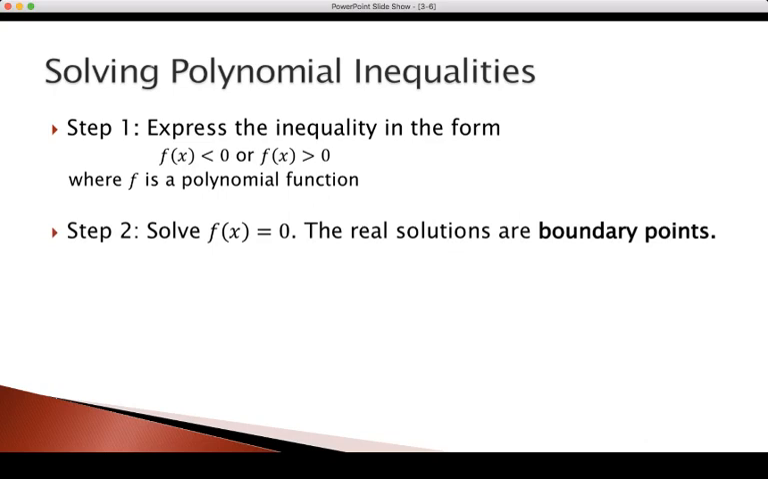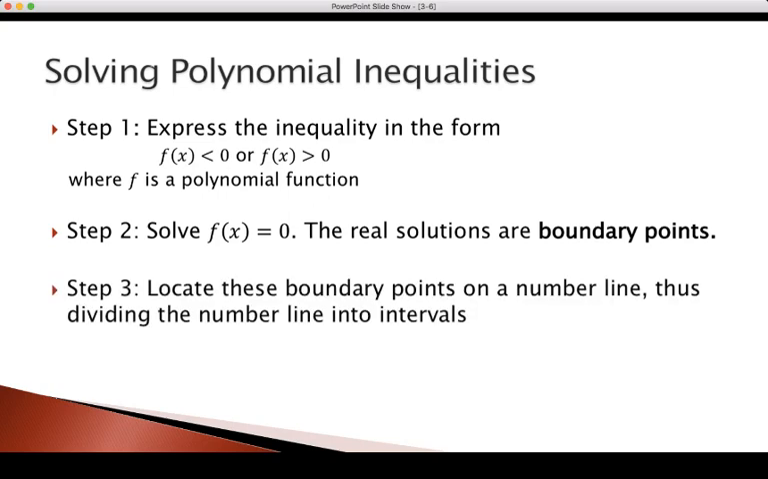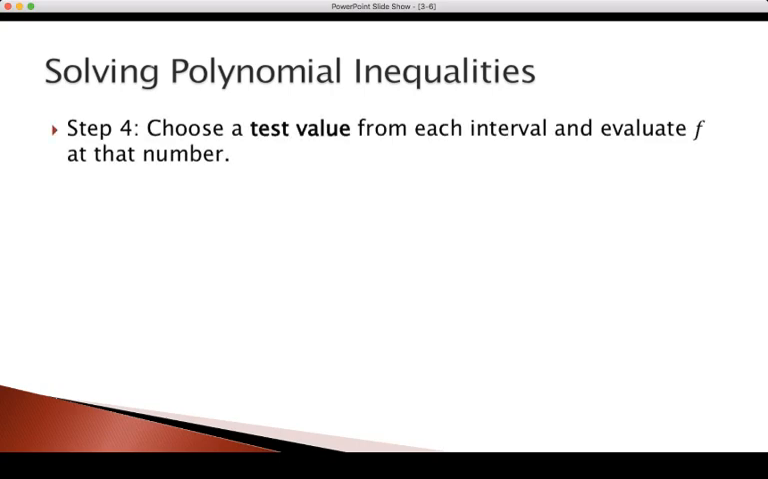Step 2. Solve f of x is equal to 0. So what we need to do is set this function equal to 0 and then find the values of x that make this true. We will call these real solutions boundary points. Step 3. So now we have our boundary points in hand. What we want to do now is locate these boundary points on a number line. So we are dividing a number line into different intervals where these boundary points serve as, well, the boundary for these intervals.